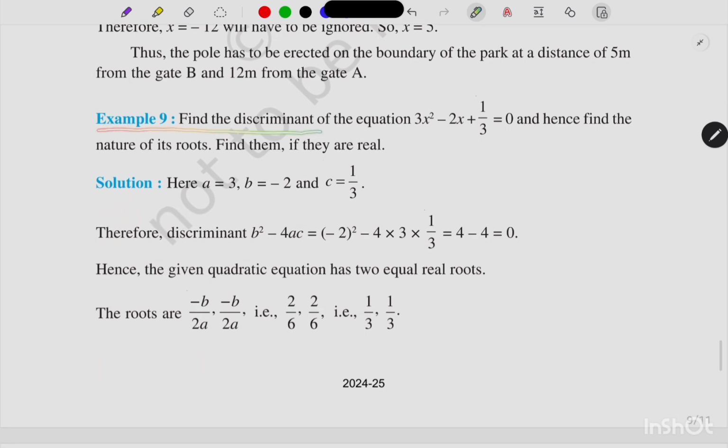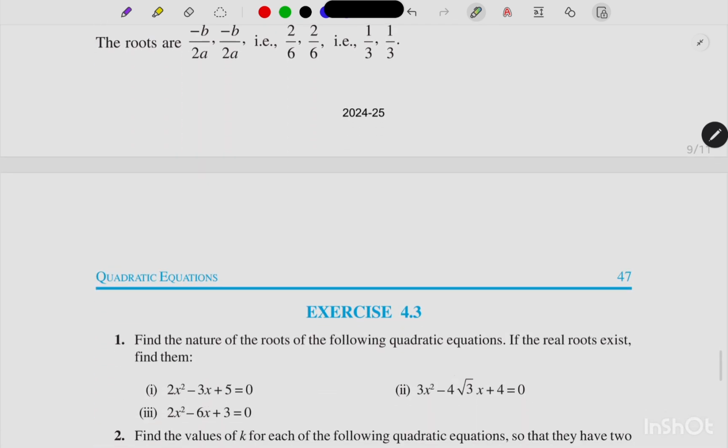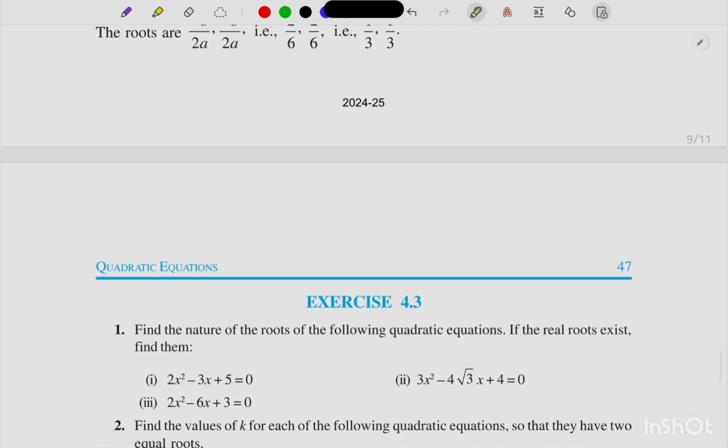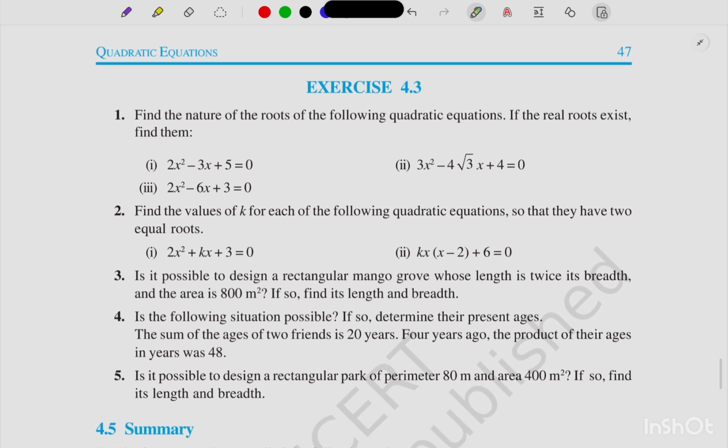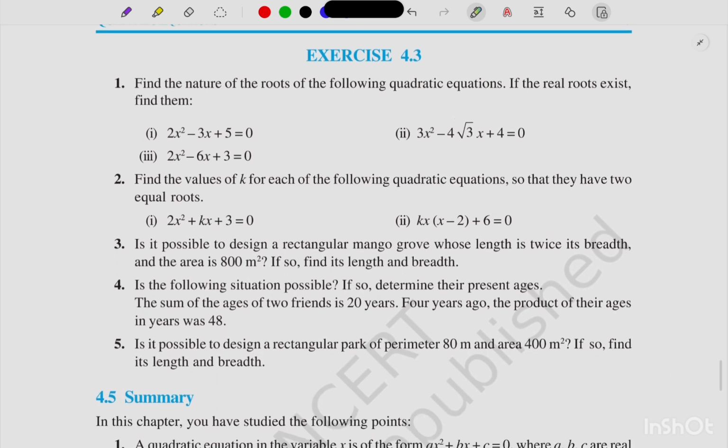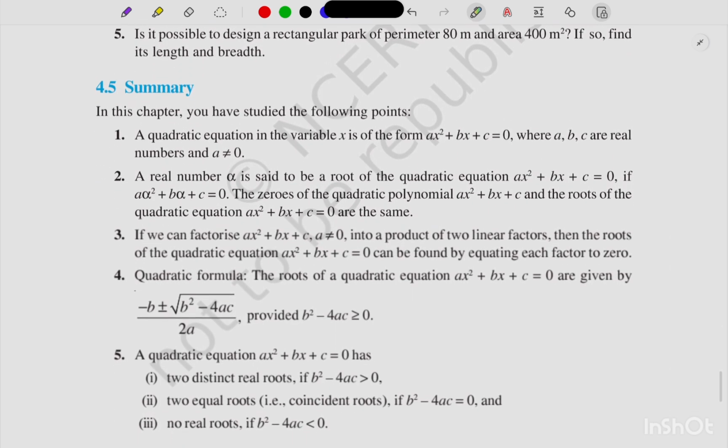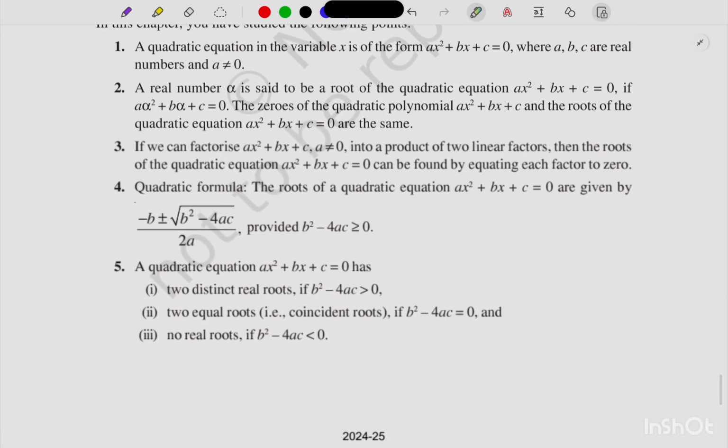Example 9, find the discriminant of the equation 3x square minus 2x plus 1 by 3 is equal to 0, and hence find the nature of its roots and find if they are real. Find the roots, if they are real, using the quadratic formula. We have the exercises also. I'm speed running through the chapter, so I'm not checking all these. Okay, so that's over actually.